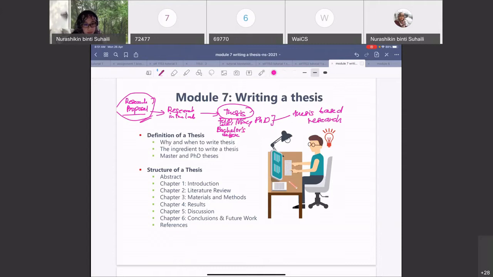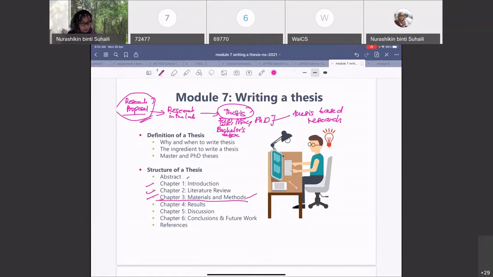So it consists of abstract, which is similar, but the content is not similar. The section is similar, but the content is not similar. I'll discuss later what the differences are, but just go through first. What are the chapters? Intro is similar. Literature review, yeah, both proposals and thesis have literature review. Materials and methods. Okay, now there are two. I mean, both have materials and methods, but the way you write it is different, although it's similar.